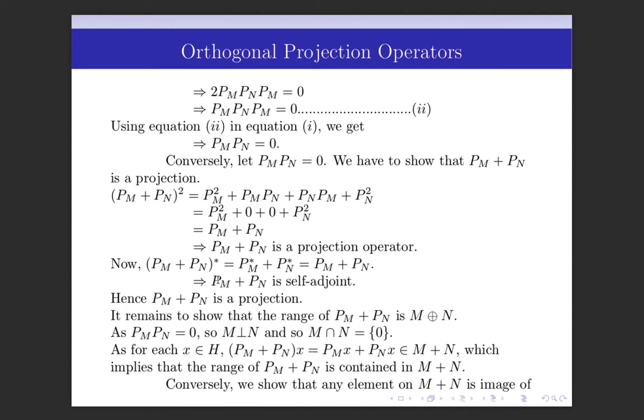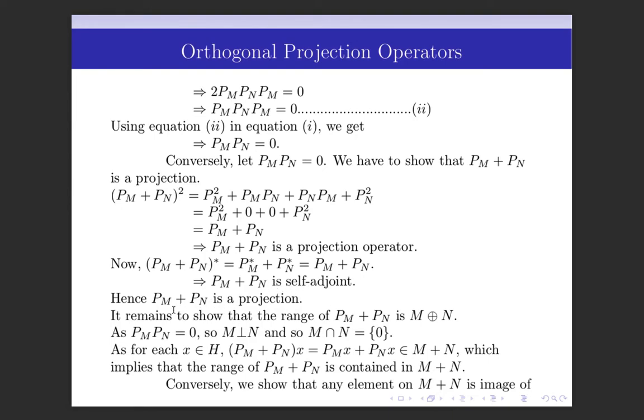Now we find the Hilbert adjoint operator of Pm plus Pn. Pm plus Pn whole star is equal to Pm star plus Pn star. And this is equal to Pm plus Pn. Why? Because Pm is an orthogonal projection operator, so it is self-adjoint, and similarly Pn is also self-adjoint. So we have proved that the Hilbert adjoint operator of Pm plus Pn is Pm plus Pn itself, and so Pm plus Pn is self-adjoint.